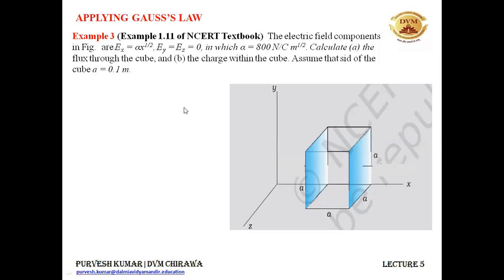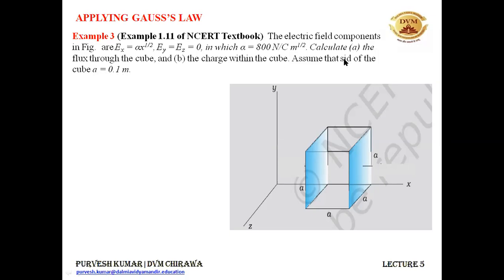Let's do this problem. The problem says that the electric field components in the figure are Ex, that is the electric field along the x direction, given as alpha x to the power half. This is alpha, not a. Ex is equal to alpha x to the power half, and Ey and Ez are equal to 0. It means no electric field is present in the y and z direction. The value of alpha is given as 800 Newton per Coulomb meter to the power half. Calculate the flux through the cube and the charge within the cube. Assume that the side of the cube is equal to 0.1 meter.